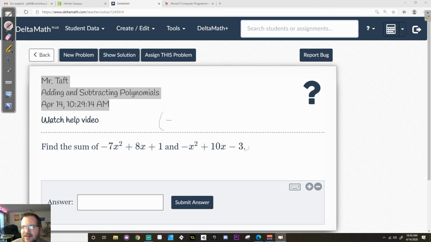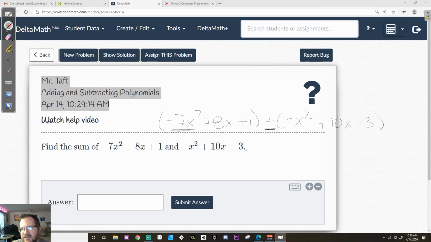So first we got negative 7x squared plus 8x plus 1. And then we're going to add that to negative x squared plus 10x minus 3. Now again, we're looking for like terms here. This is a plus, so we don't need to worry about changing any signs in the second one. Now we just need to add or subtract them together.